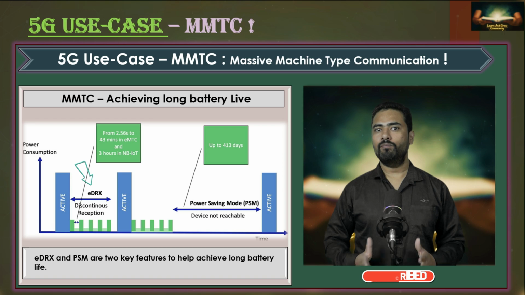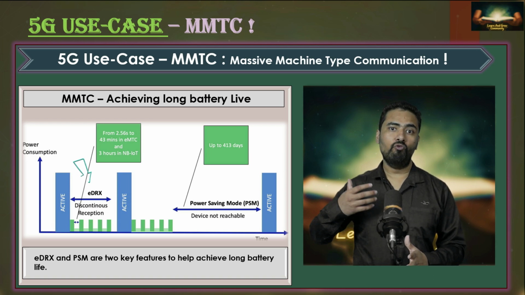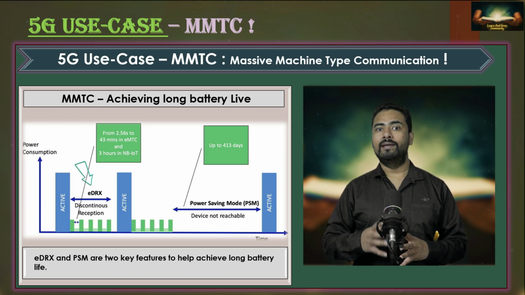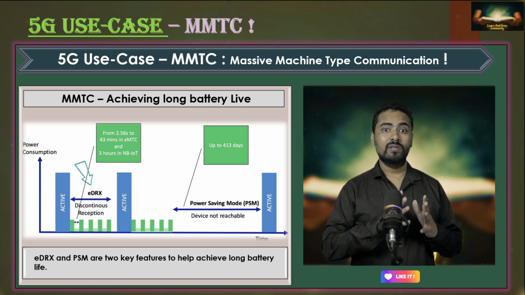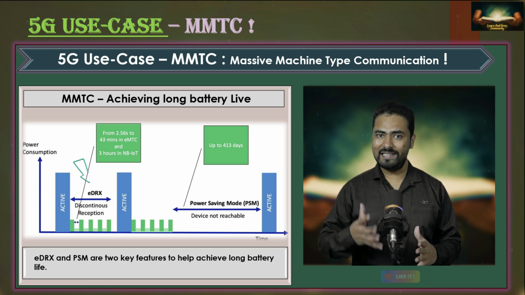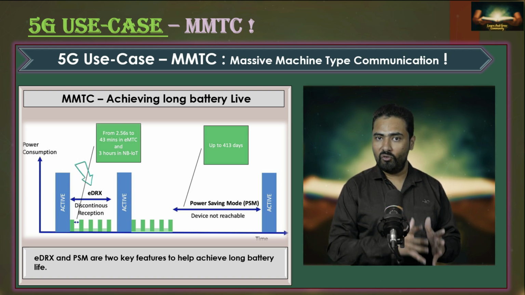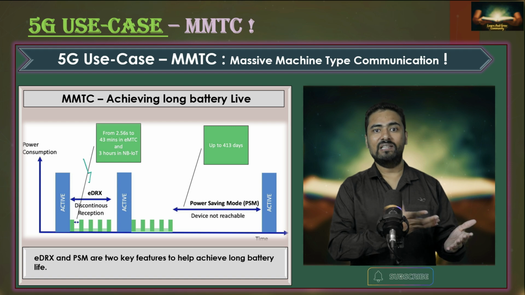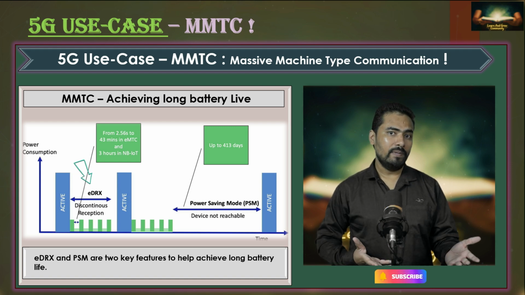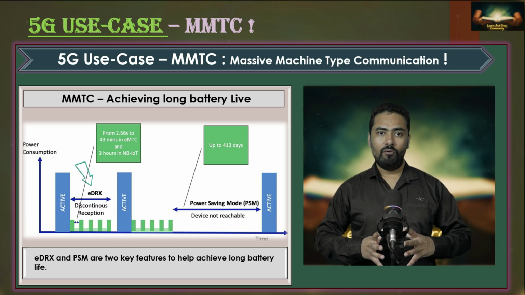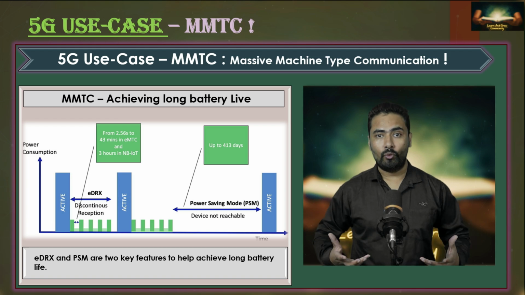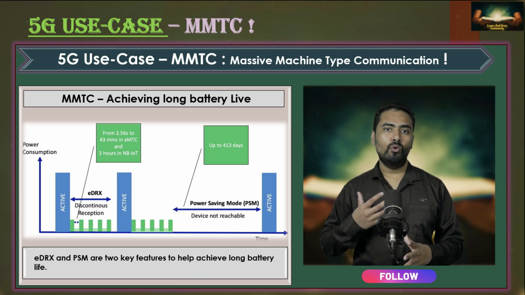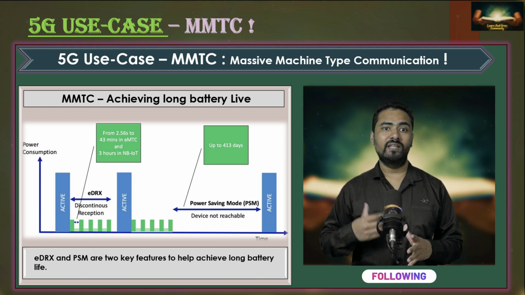In eMTC, eDRX can be up to 43 minutes. And in narrowband IoT, it can be up to 3 hours. With this extended DRX concept, devices check for their paging less frequently, which also helps in saving power. But what if the data is even less frequent? What if there is no data to check even for more than 3 hours?